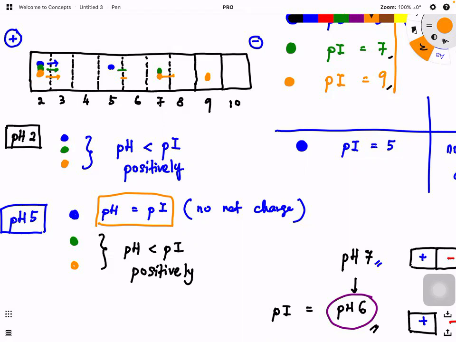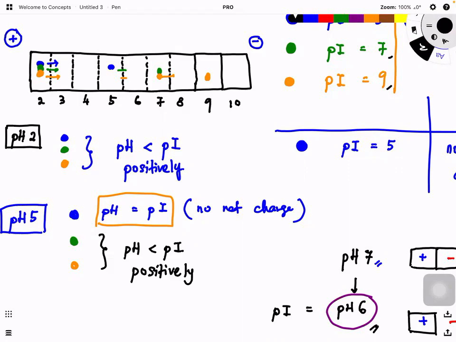Are you clear? Particularly for those proteins, try to imagine, just now we talked about glutamic acid. Glutamic acid is acidic because it donates H+, so it is negatively charged. But if a mutation takes place and changes the glutamic acid into valine, which is non-polar, definitely the isoelectric point will be different.